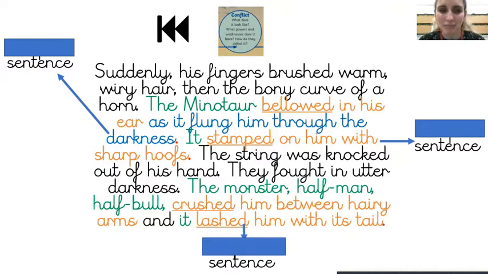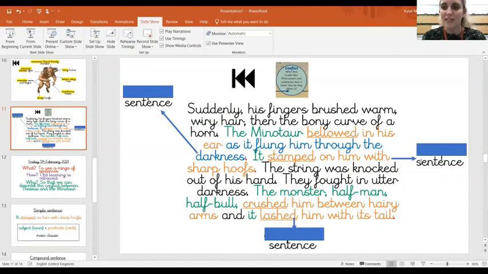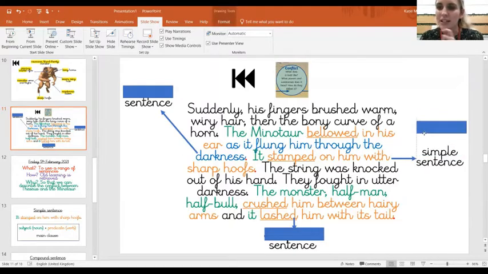How exciting. So, can you remember what types of sentences these are? Let's see if you're right. Let's start with this one here. It stamped on him with sharp hoofs. What type of sentence is this? Well done, this is a simple sentence.